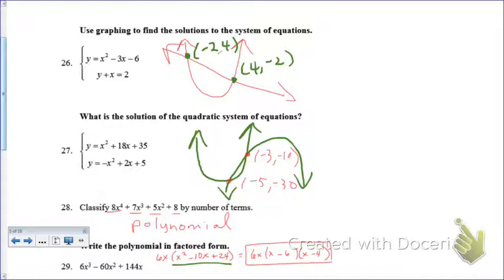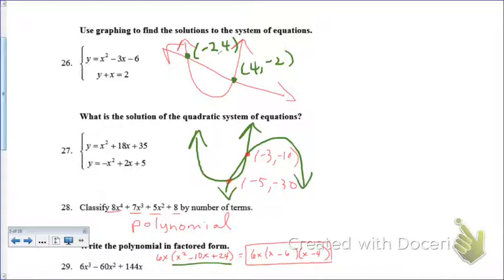I'm going to assume that we have, just to recap real quick, 26 and 27, you graph those on Desmos, and you're going to have a parabola on 26 with a line, and those points of intersection are going to be your solutions. Then 27 you have two parabolas, and those points of intersection are going to be your solutions. Then on 28 you count your terms, and we have 4 terms. 4 or more terms is a polynomial.